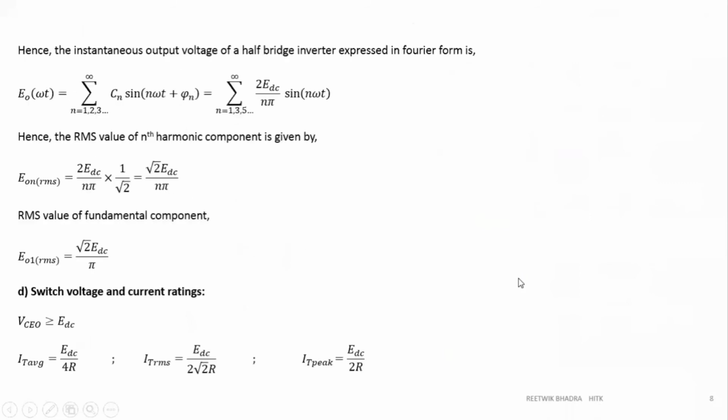So VCO, if you take a switch, the collector emitter voltage, offset voltage. So EDC should be greater than or equal to EDC, like as we had done in DC to DC converters. What will be the average value? IT average.